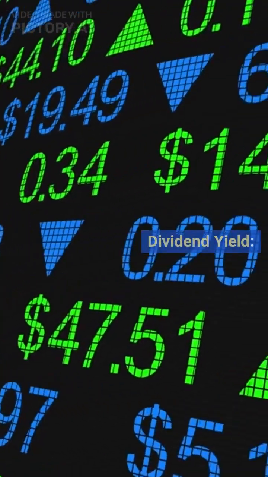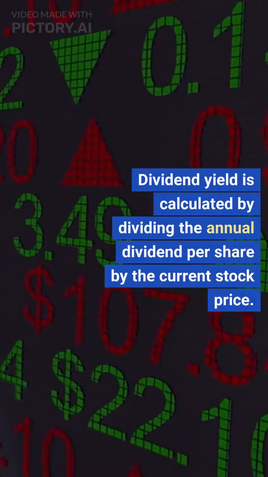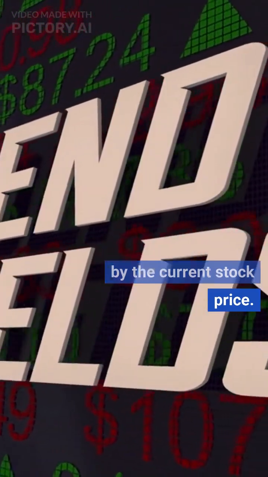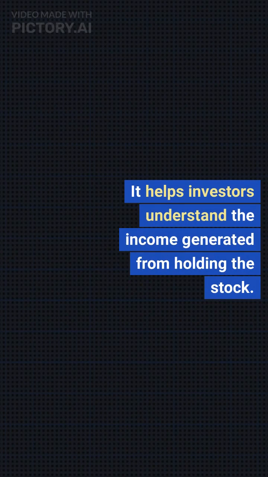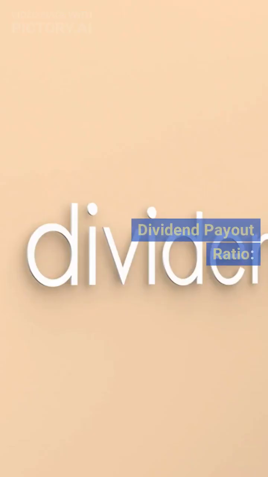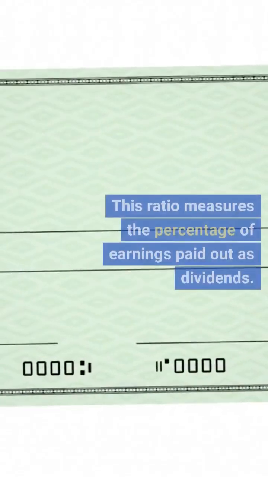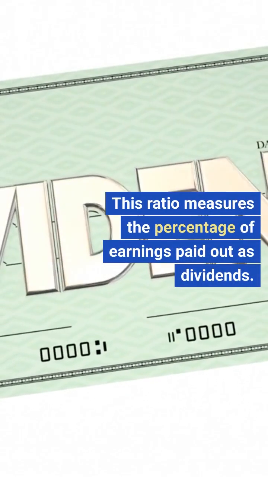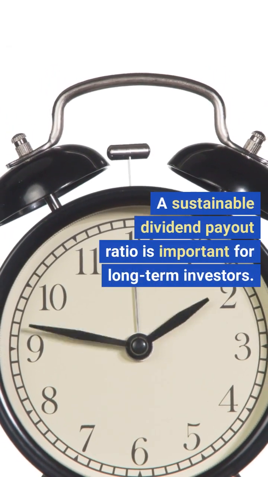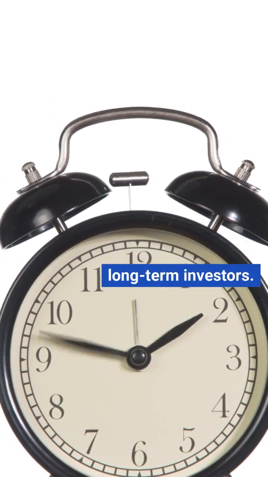4. Dividend yield. Dividend yield is calculated by dividing the annual dividend per share by the current stock price. It helps investors understand the income generated from holding the stock. 5. Dividend payout ratio. This ratio measures the percentage of earnings paid out as dividends. A sustainable dividend payout ratio is important for long-term investors.